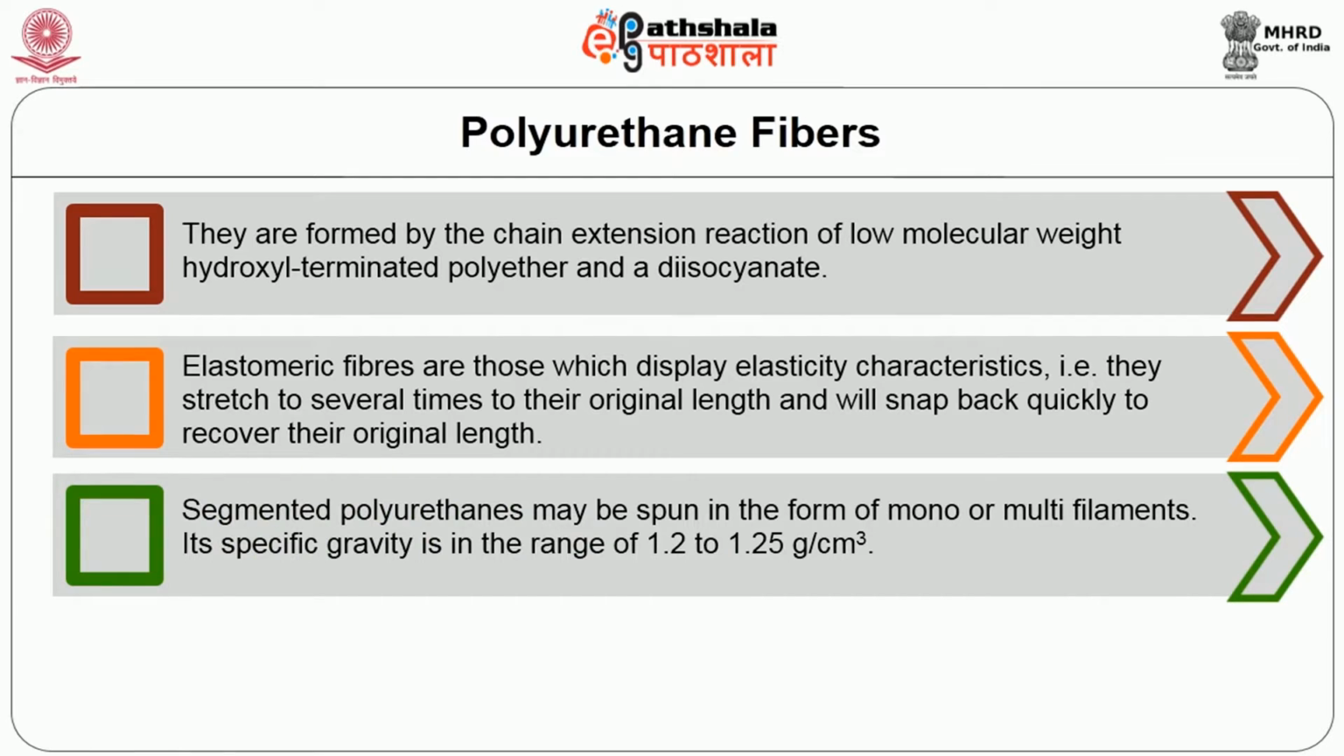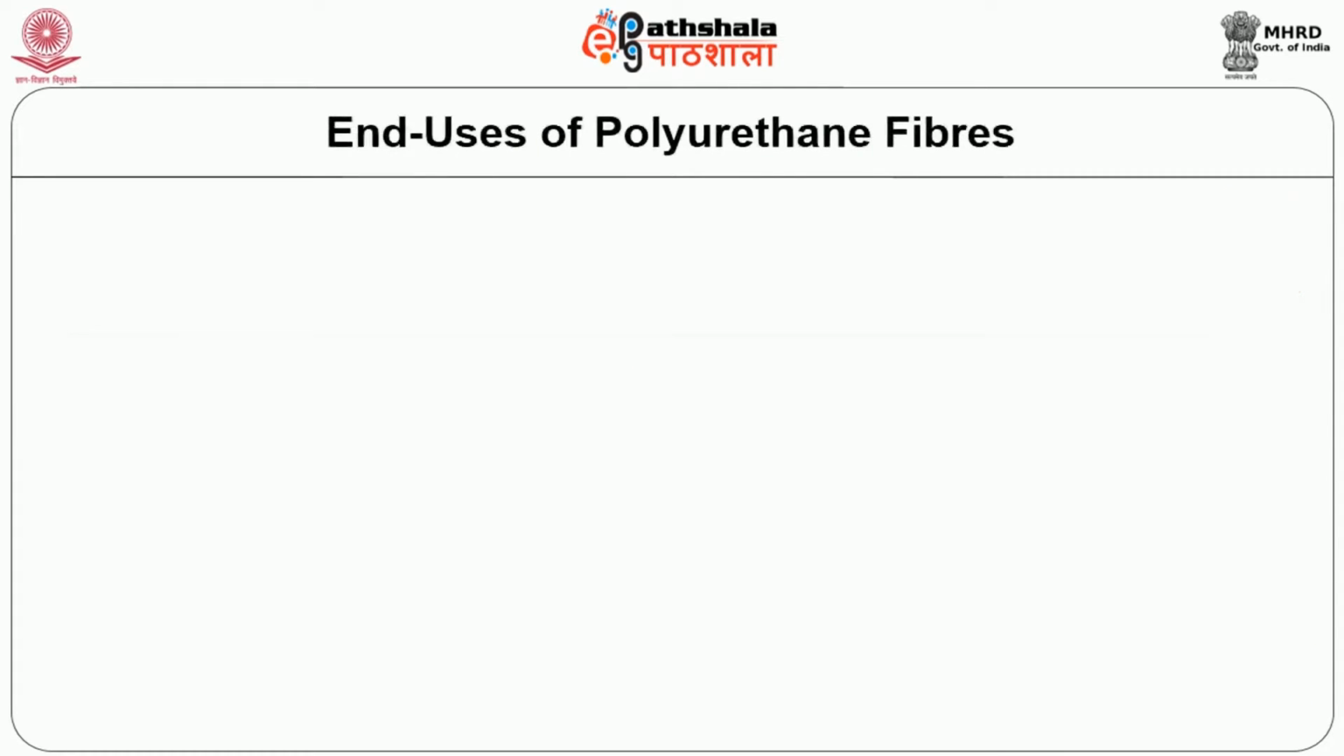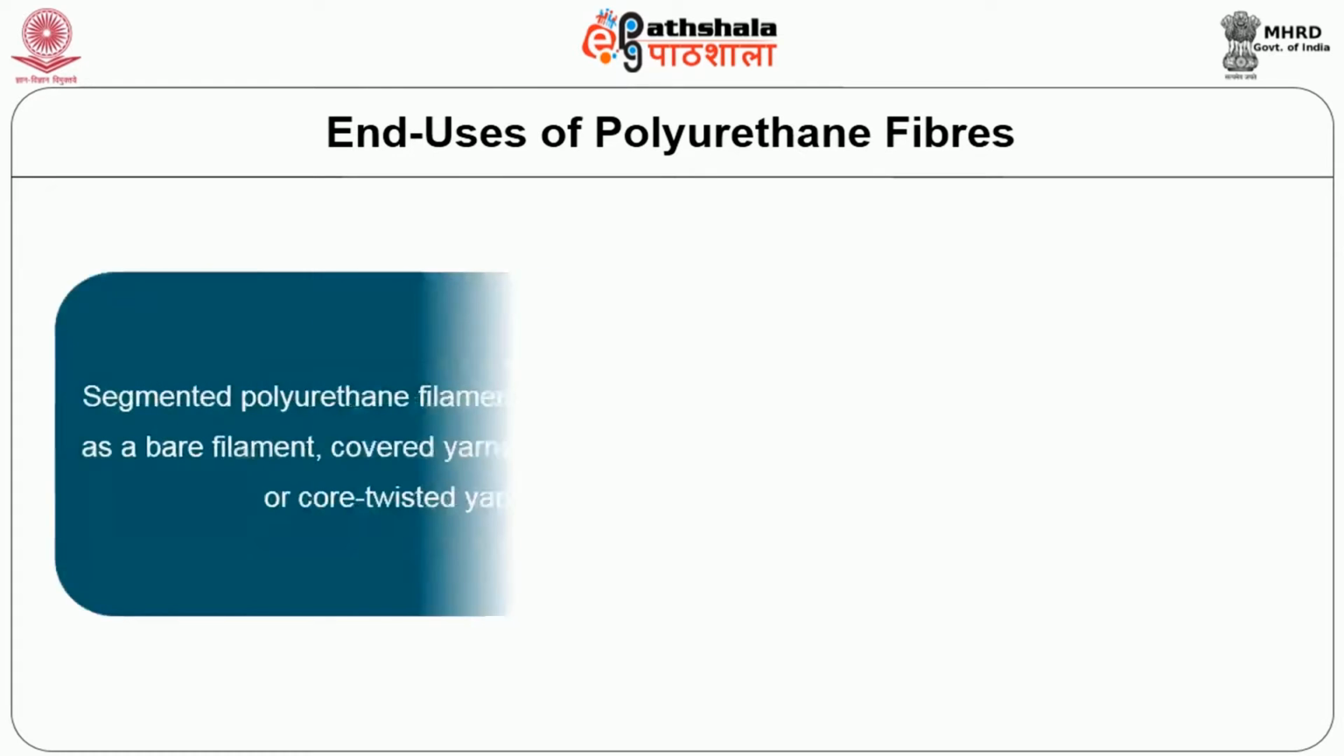Segmented polyurethanes may be spun in the form of mono or multi-filaments. Its specific gravity is in the range of 1.2 to 1.25 grams per cubic centimeter. Its resistance to alkali, solvents and common chemicals is generally good, but its resistance to acids varies depending on the type of spandex. Now let us look into the end-use application of polyurethane fibers.